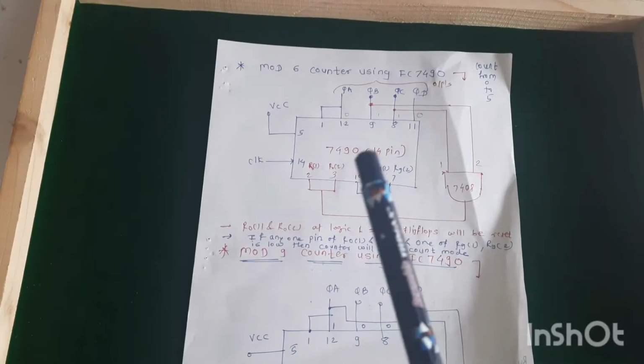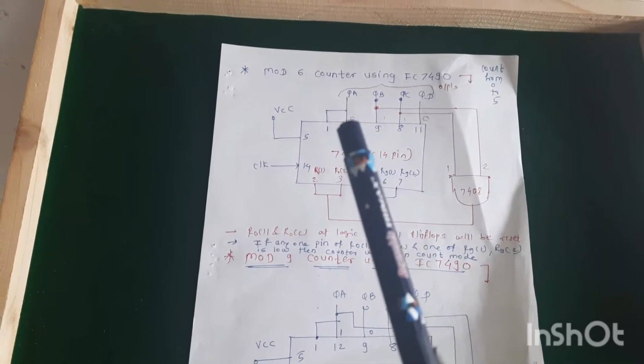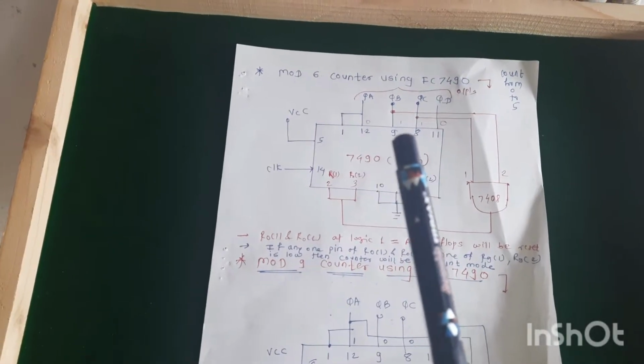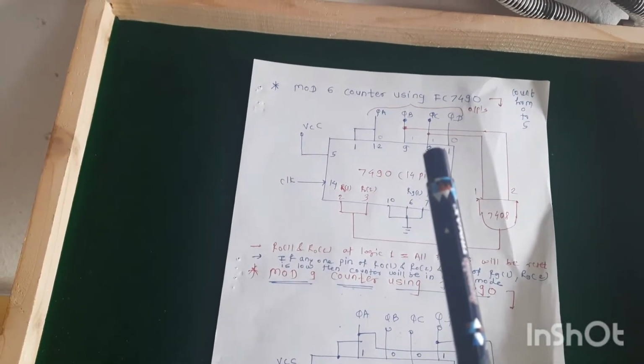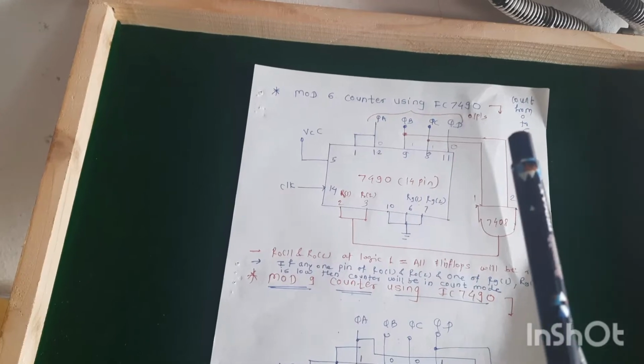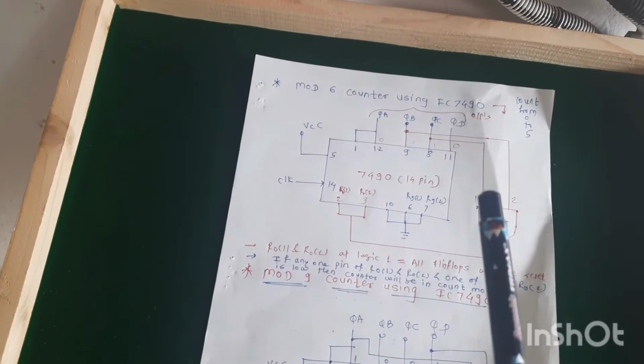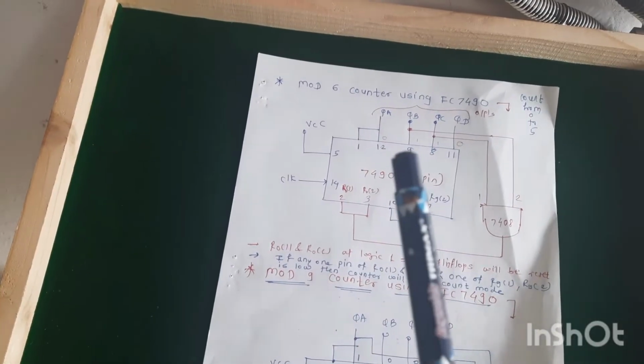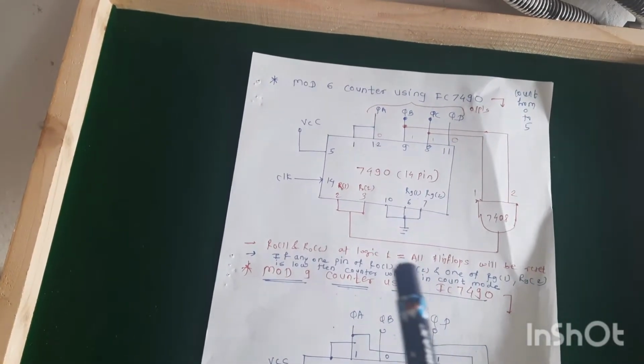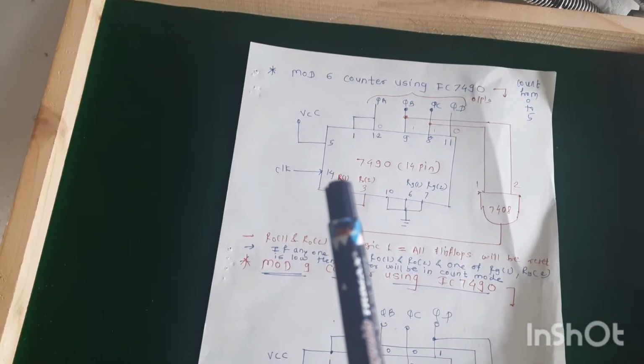So what we'll do, the binary number for 6 is 0110. So we'll take QB and QC, that is these two 1s, as input to the reset pin through the AND gate, so that for 6 it will be reset. Okay, so it can count only from 0 to 5.